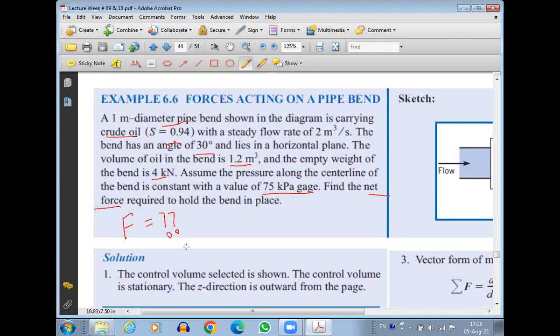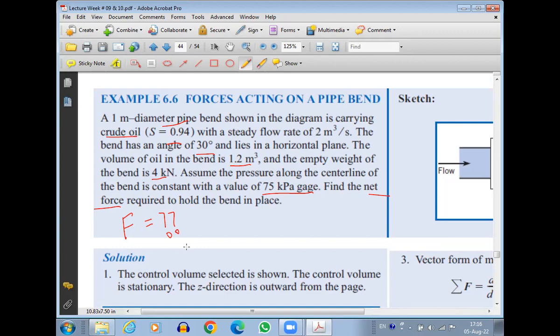Okay, so this is a problem. We have a very big pipe bend, 30 degree angle, and it is lying horizontally, like, for example, on the floor. So 30 degree angle is not vertical. That's horizontally 30 degree angle. And volume of oil in this bend is about 1.2 meter cube. The empty weight of this bend is 4 kilonewton. The flow rate through this is steady.